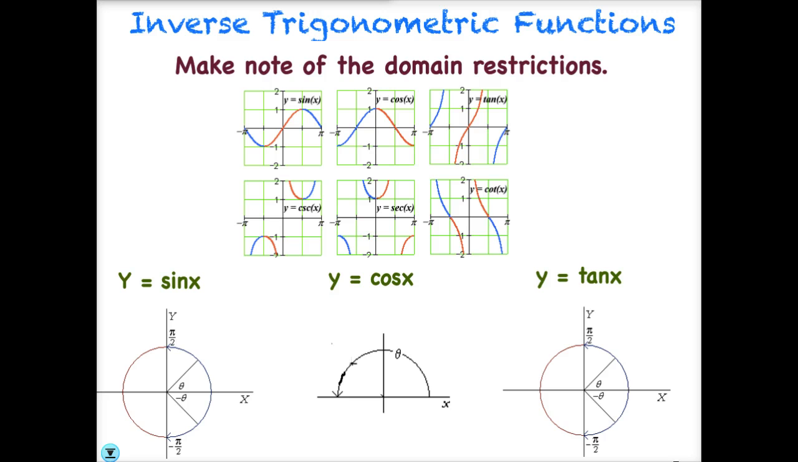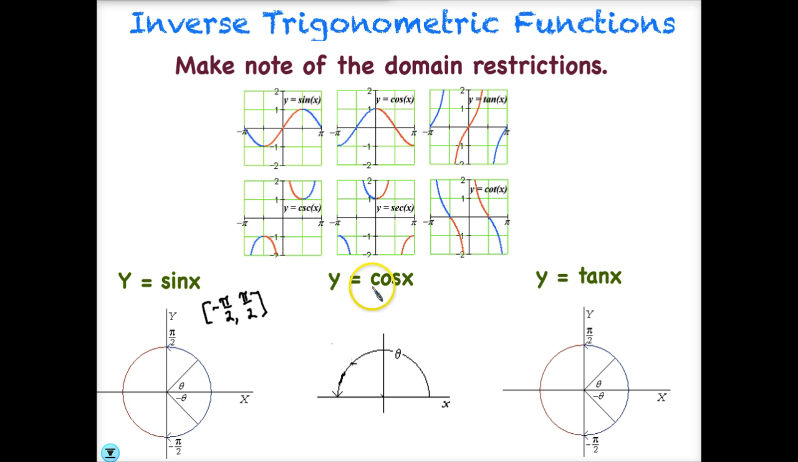Let's go ahead and recap and review the domain restrictions. Our sine function, if you'll notice in red, is where we restrict our domain. And if you look at the unit circle, it's here in blue. We restrict it to pi over 2 and negative pi over 2. Notice that's quadrants 1 and 4. In quadrant 1, we will have positive sine values, and in quadrant 4, we would have negative sine values. So our sine function is restricted between negative pi over 2 and positive pi over 2.